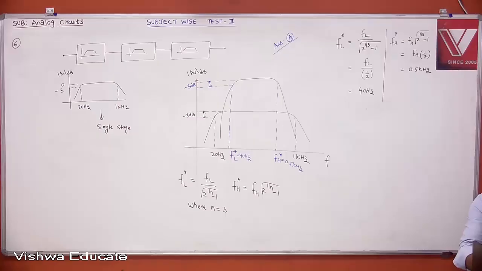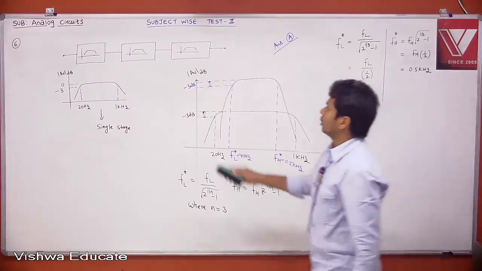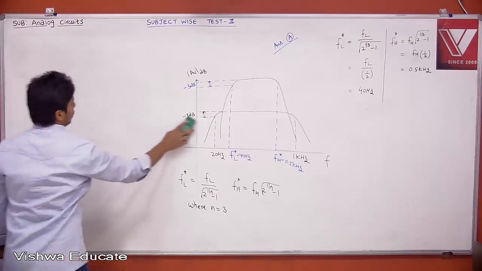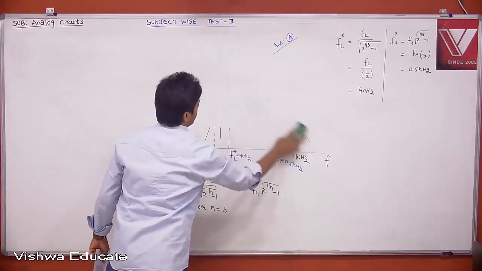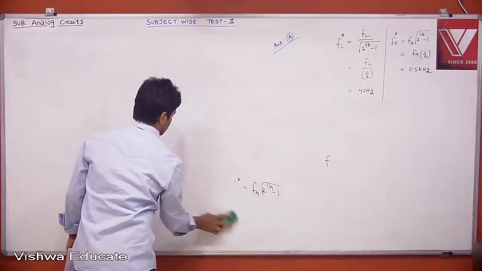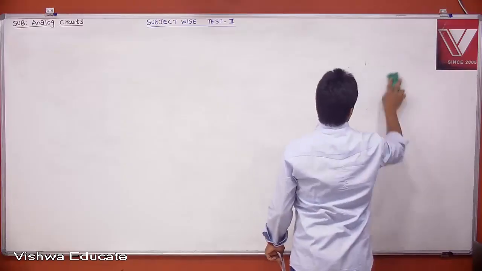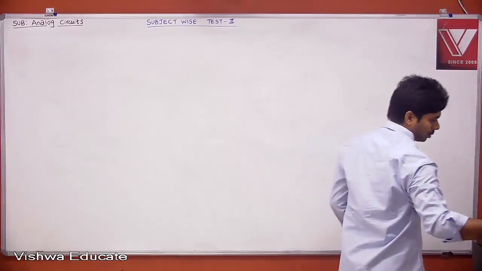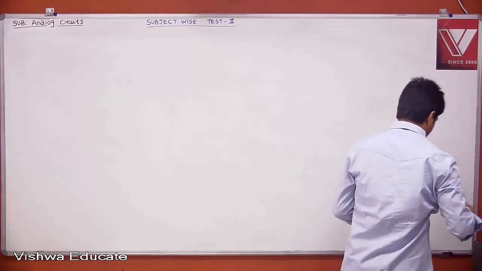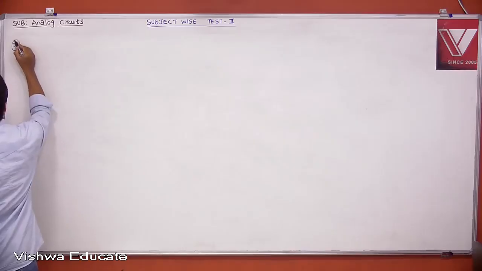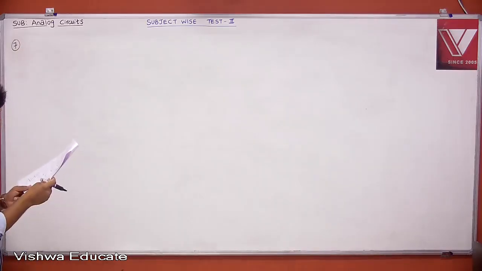Done? Okay. Problem number 7. Choose the correct match. Choose the correct match for input resistance of various amplifier configuration shown below. Common base, common collector, common emitter.